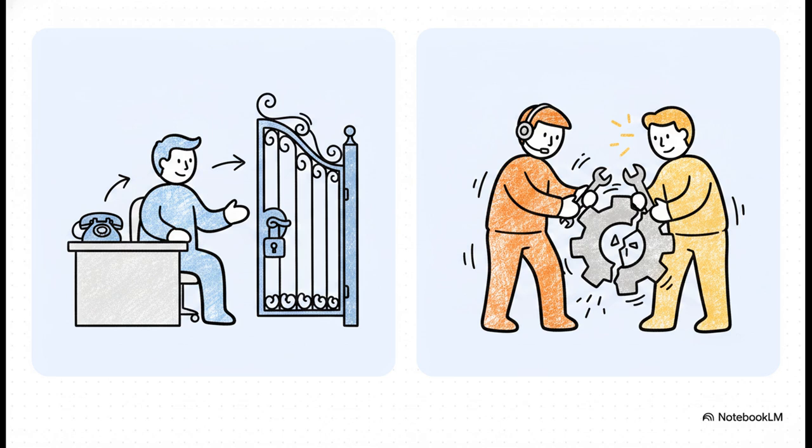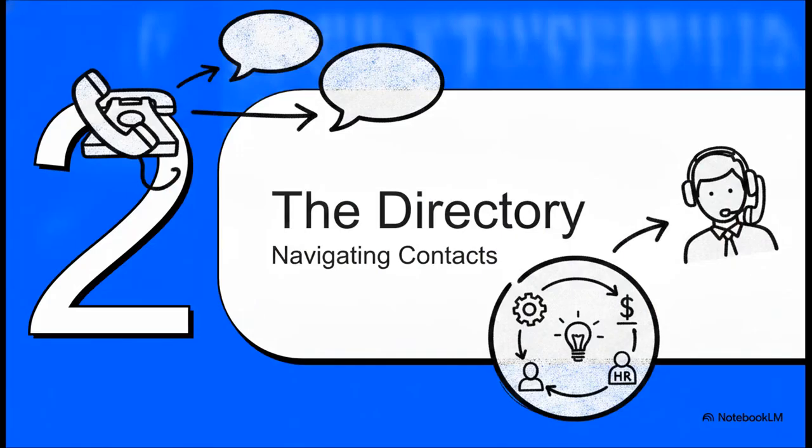On the flip side, a receptionist is the person who initially answers calls and greets visitors right at the front desk. Basically, the receptionist is the gatekeeper taking that first call and deciding where it needs to go next, while the representative is the one actually solving the specific business problem. Make sense? Moving right along to Part 2, navigating the corporate directory.